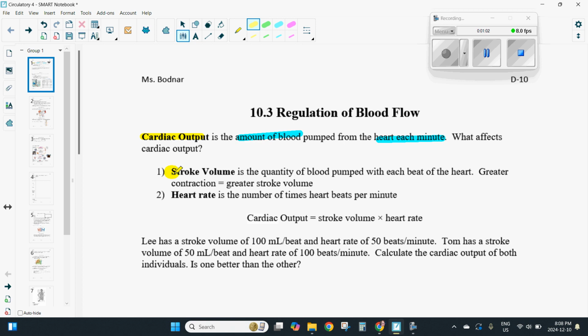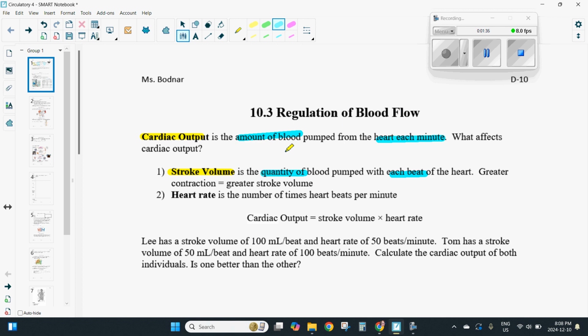So one of those things that is important to note is stroke volume. Stroke volume is talking about the quantity of blood being pumped by the heart with each beat. So basically this is saying how much blood can your heart pump out during one contraction. So not everybody's stroke volume is going to be the same.